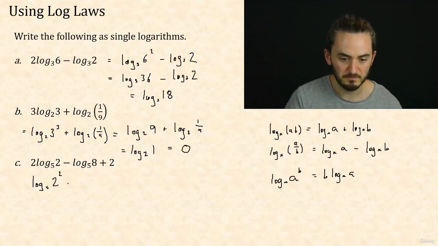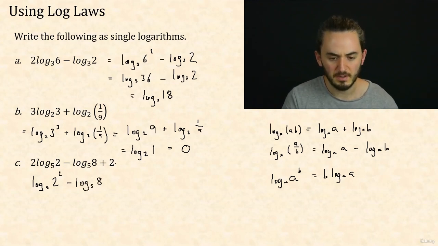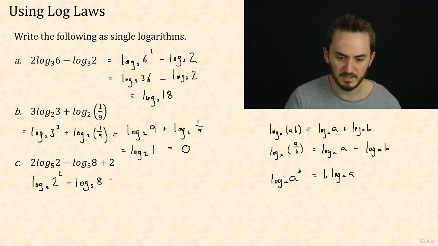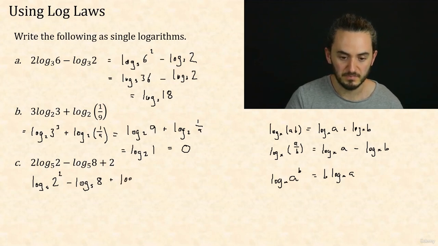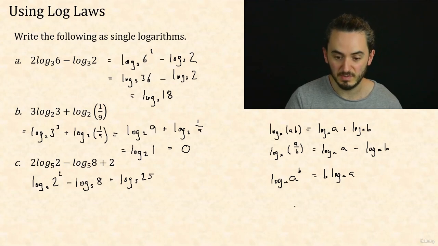Okay, this is fine. I can combine that with this log, but how on earth am I going to combine it with this 2? I don't have any laws for incorporating numbers. So let's just think, how could I express this as a log? Well, I could express it as a log in terms of base 5, saying it's log base 5 of 25. And the reason is that 25 is 5 squared, 5 to the power 2. This log says 5 to the power what is 25, and the answer is 2.